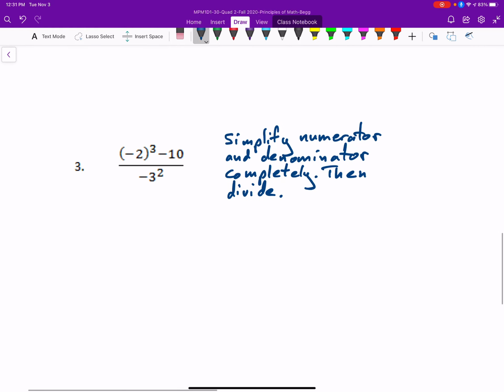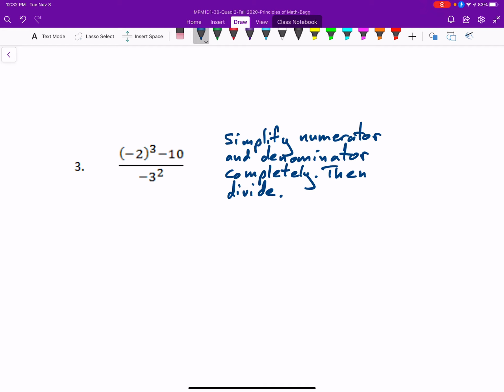For the next example, or the final example actually, we have a fraction. We've got -2 in brackets cubed minus 10 all over -3, not in brackets, squared. So we're going to get a chance to practice our powers like we saw in the last lesson as well.